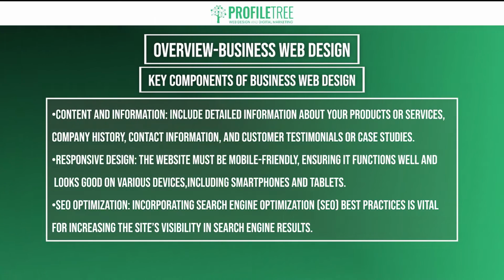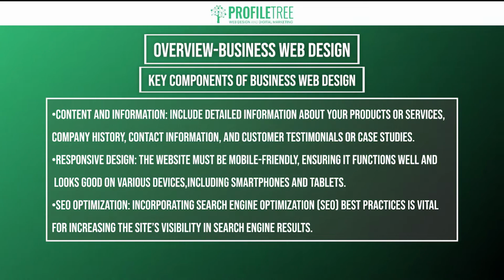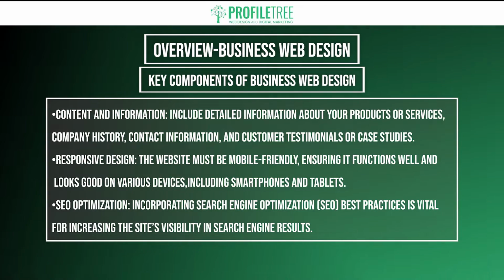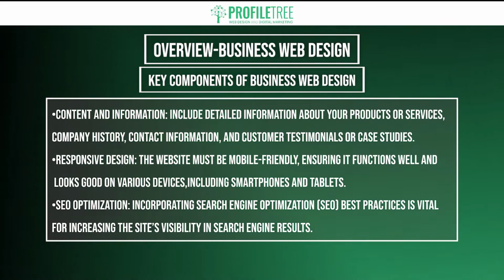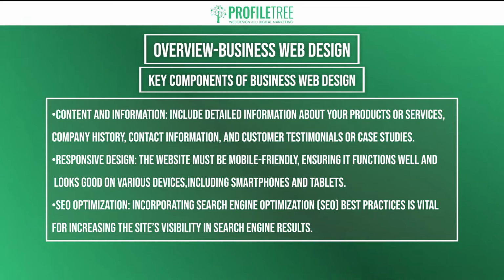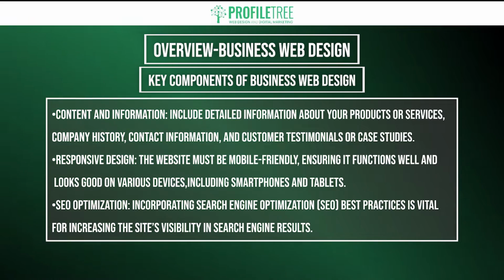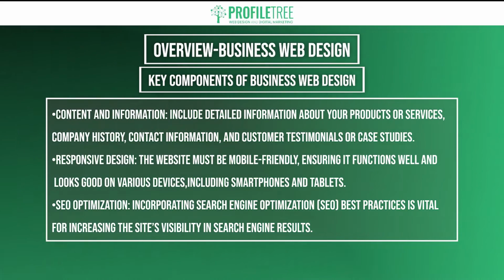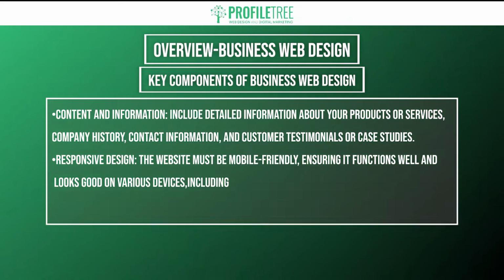Now, number four is the responsive design. So this is something that you should really consider for a website. You need to think whether the certain animations or certain parts that you have on your website will be responsive to the design. Responsive design means that a website should be mobile friendly, and it should ensure it functions well and looks good on various devices. So that's smartphones as well as tablets, and of course the desktop.